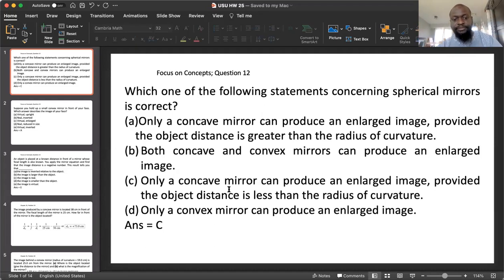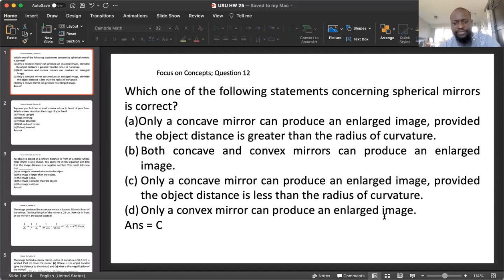So the correct answer is C. It can produce an enlarged image provided the object distance is less than the radius of curvature. Okay, less than. So between F and C, you're going to have an enlarged image. At F, you're going to have an enlarged image at infinity. And then between F and the mirror, you have an enlarged image, which is virtual behind the mirror. So C is the correct answer.